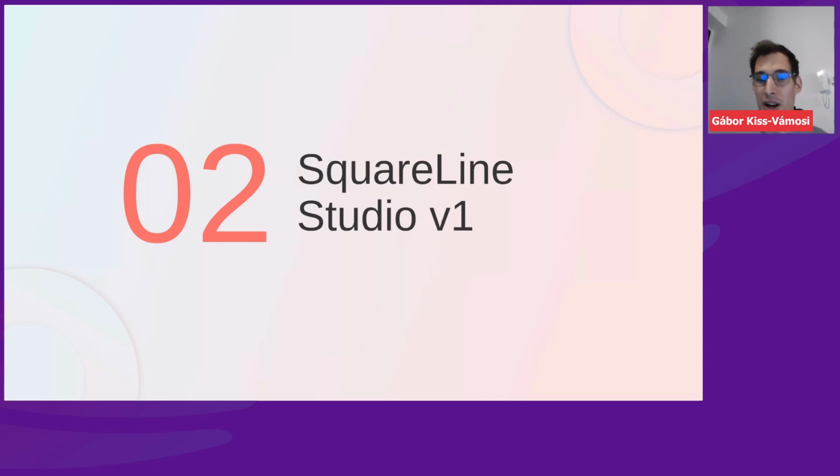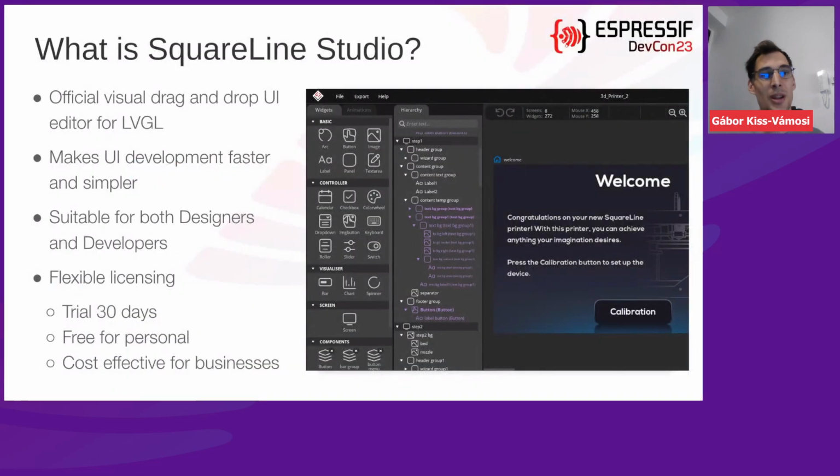Let's continue with Squareline Studio. So Squareline Studio is the official visual drag-and-drop UI editor of LVGL. Its main purpose is to make the UI development faster and simpler. Using Squareline Studio, even a designer can create fully functional UIs. Our goal was to make it possible for the designer to create as much as possible in Squareline Studio and leave only the application logic, the API, the business logic, and the real programming stuff to the software developers.